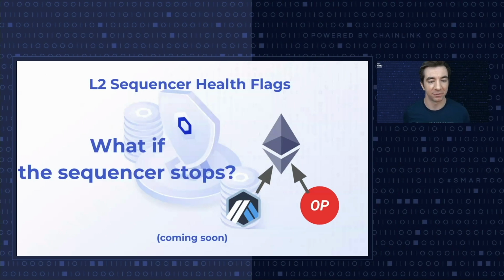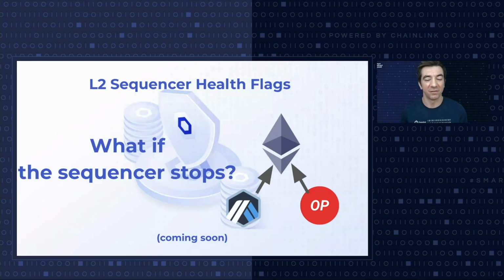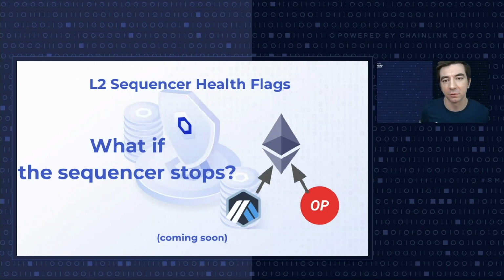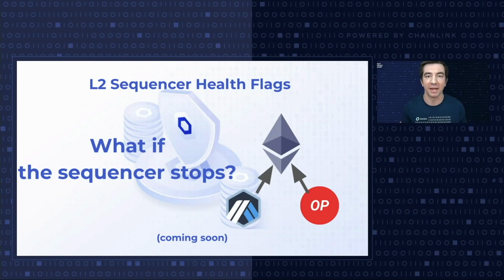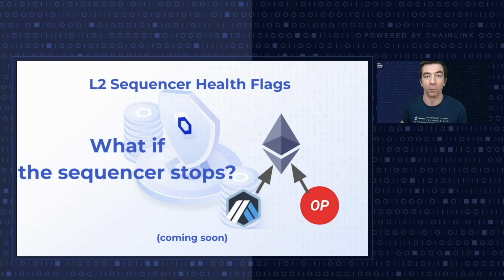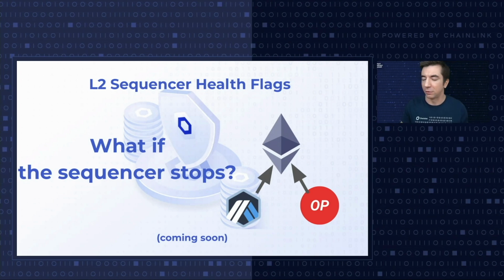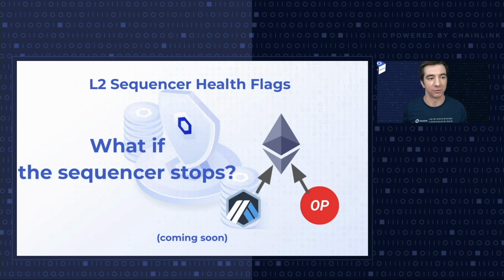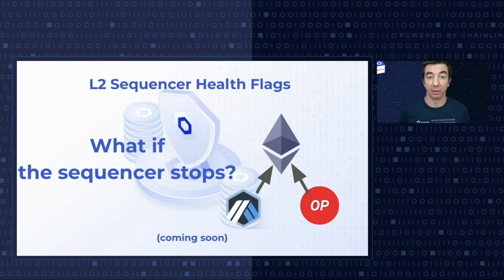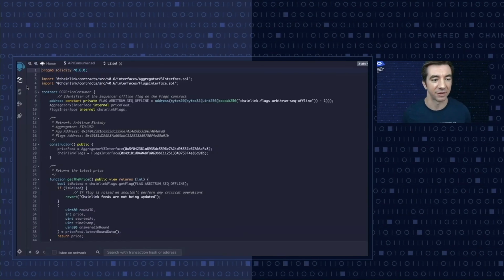Now, what happens if these sequencers stop? That is an issue that a lot of these applications run into. If I have this multi-chain application and I have half of my smart contracts on an L1, the other half on an L2, what happens if the L2 sequencer stops updating? Am I just bunked? Can people be malicious? Can people attack my code? And this is where these health flags actually come into play.